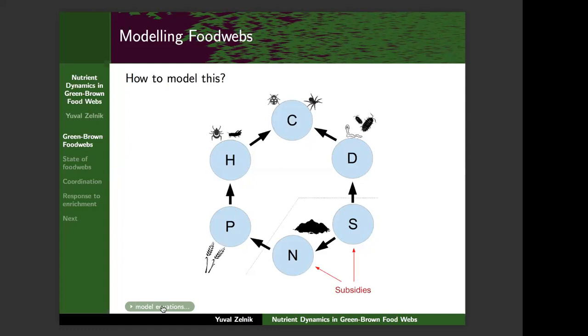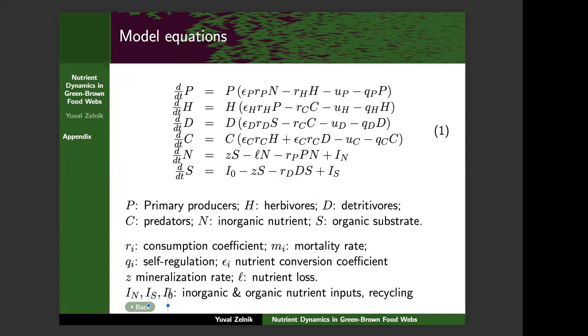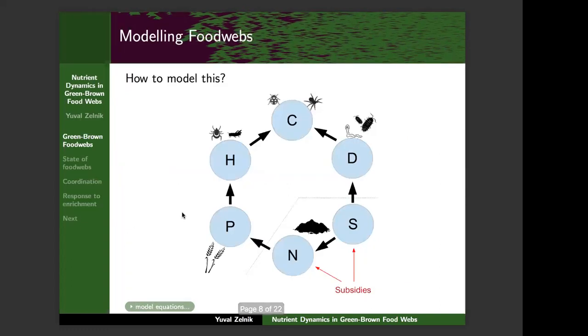Just to briefly say, there are equations to this. I'm happy to talk about this later if someone is interested. But for now, I think it's more useful to focus on practical things. If that comes up, I'm very happy to discuss it as well. But this is the model as I conceive it.